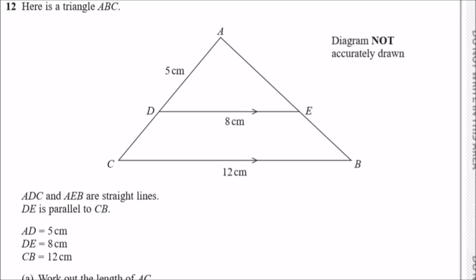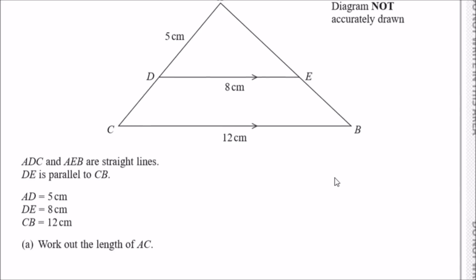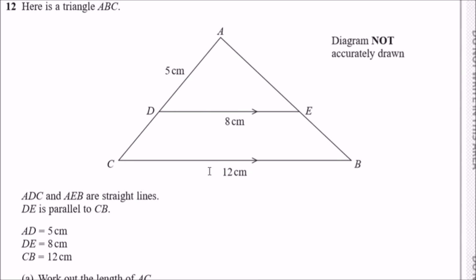Okay, here we go, question 12. Here is a triangle ABC. We're given the following triangle with certain lengths. Now we know that DE is parallel to CB, and CB is 12 centimeters. So what we have here is basically similar triangles. You can think of ADE as a small triangle, and then the big shape ACB is the massive triangle. They're just proportionally different.